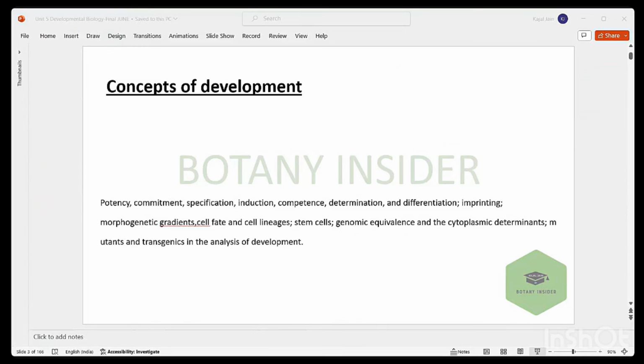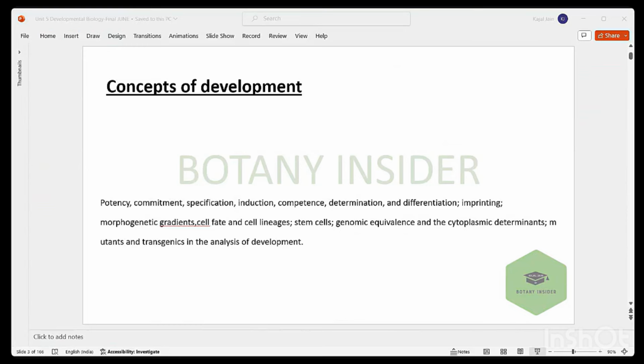Potency of a cell. What do we mean by the term potency? Potency can be correlated to a potential, or we can call it capacity. So, what is potency? Potency is potential or capacity, right? So, what is the cell potency all about?